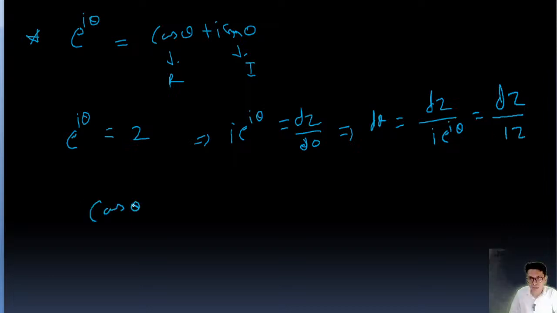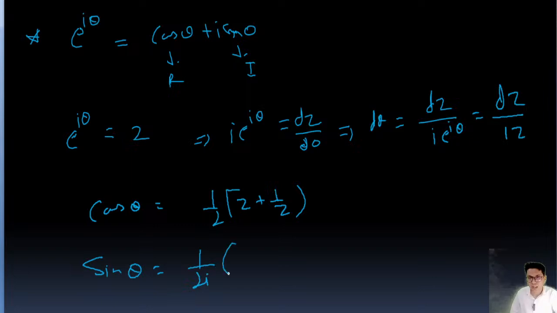And the value of cos theta we will write as 1 upon 2 into z plus 1 upon z, this we know, right? Because cos theta is e to the power i theta plus e to the power minus i theta by 2, and e to the power i theta is z, so e to the power minus i theta is 1 upon z. Similarly, sin theta is going to be 1 upon 2i into z minus 1 upon z. Now I'll solve the question.